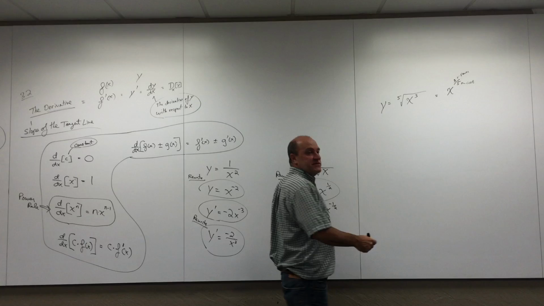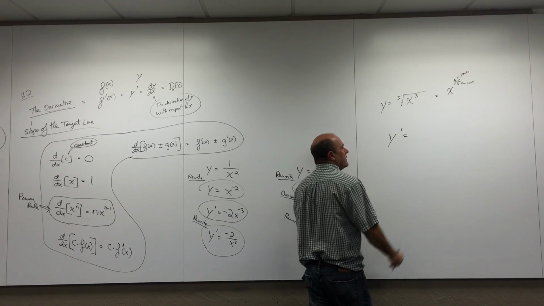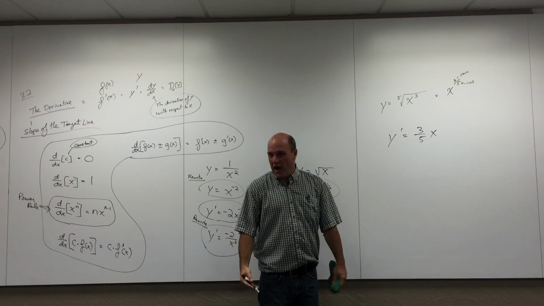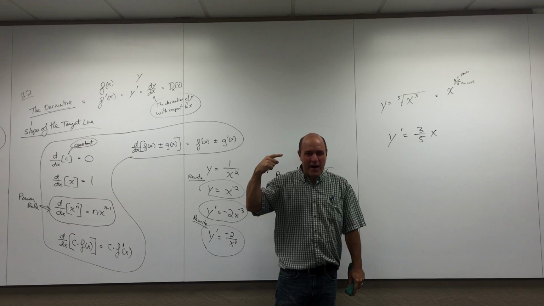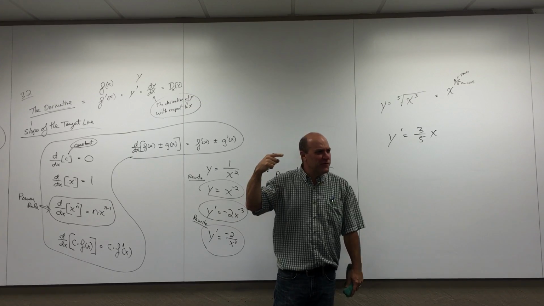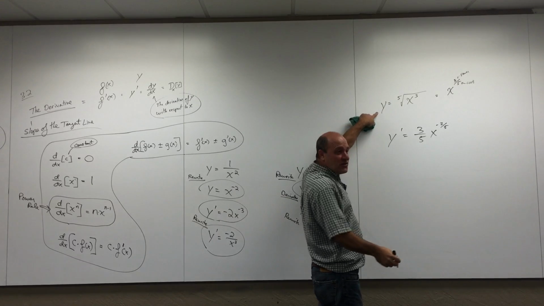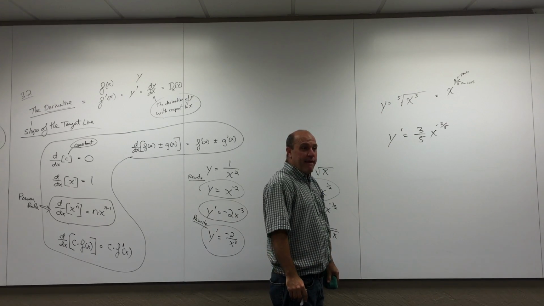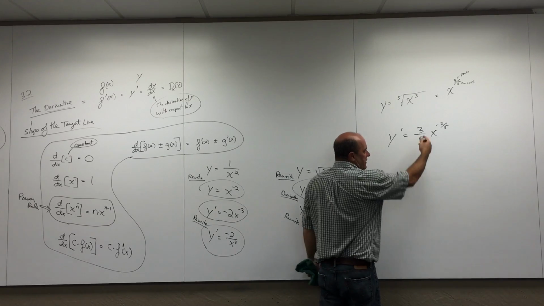So I rewrote it now. What's its derivative? Its derivative is 3/5 x to the negative, subtract 1, 3/5 minus 1. You get good at that after a while, but it's negative 2/5. We're done. That's a function, and here's its derivative.